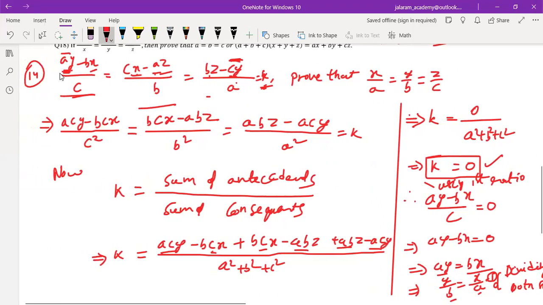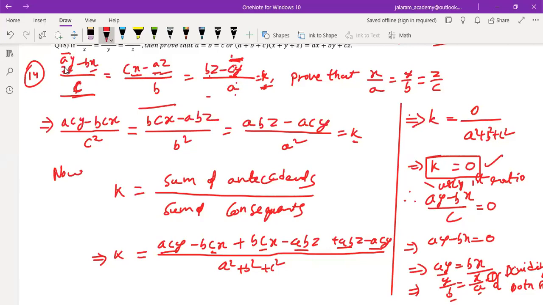Why we have multiplied AC to the numerator and denominator of the first ratio, B to the numerator and denominator of the second ratio, and A to the numerator and denominator of the third ratio. This is so that we can prove that K equals to 0. As the coefficient of Y in the first ratio is A and in the third ratio it is C, to make it ACY, we have multiplied the numerator and denominator both by C, and we have multiplied the numerator and denominator of the third ratio by A, so that it also becomes minus ACY. On adding it becomes 0.